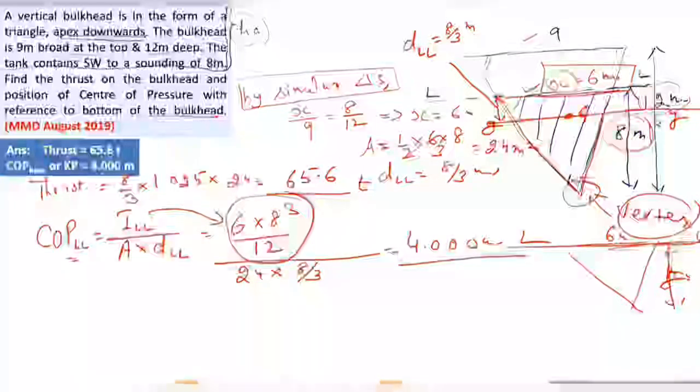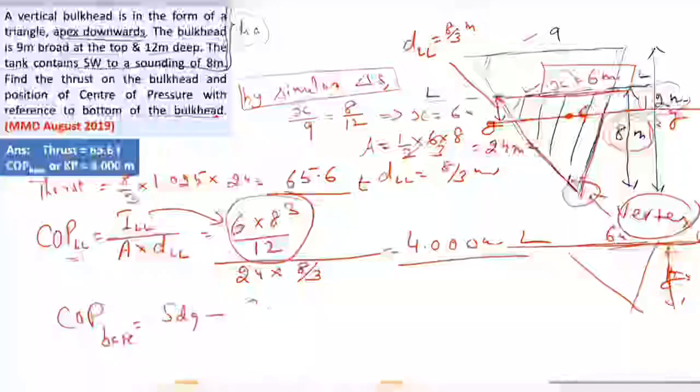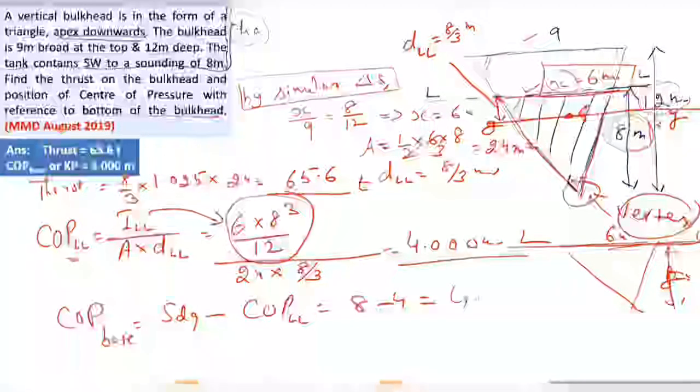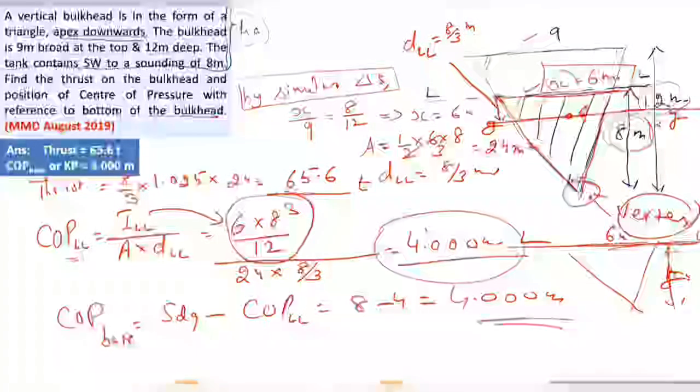Calculate and see. If you are not satisfied, let me know. I'll try and clear the board and do it again. And then COP from base will be equal to sounding minus COPLL, which is 8 minus 4. Again, the answer is 4 meters. But this 4 came from liquid level, not from base. Incidentally, both are the same. It should not happen that you get confused again.